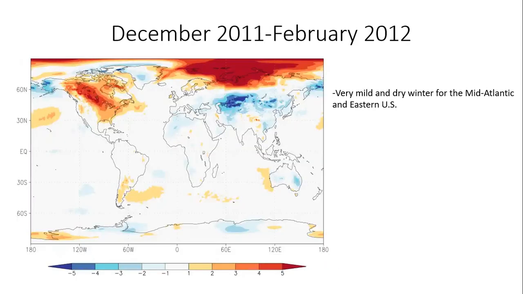Moving on to the December 2011 to February 2012 winter season. Very mild and dry for the Mid-Atlantic and the eastern U.S. You see the orange shading extending from generally western Canada, stretching southeast towards the Great Lakes, Midwest, all the way across New England, down through the Southeast and the Mid-Atlantic. It was a warm winter. If you look across the Pacific side, over in the Arctic Ocean, look at the darker maroon colors there. Very much above normal in the Arctic areas on that side of the world.